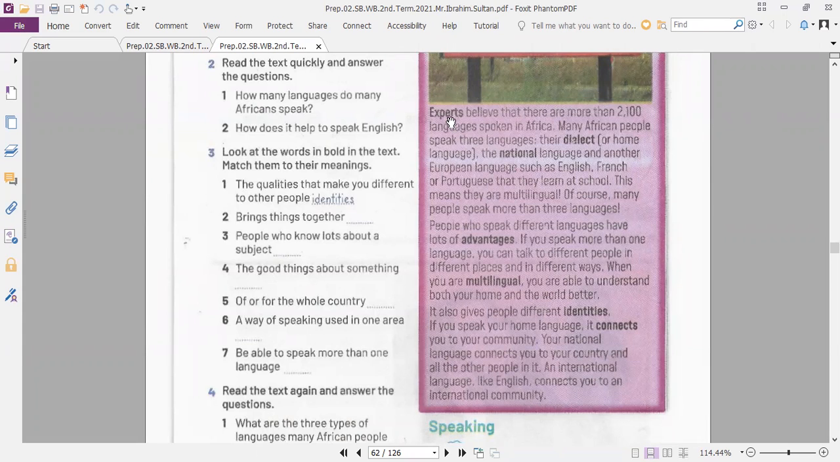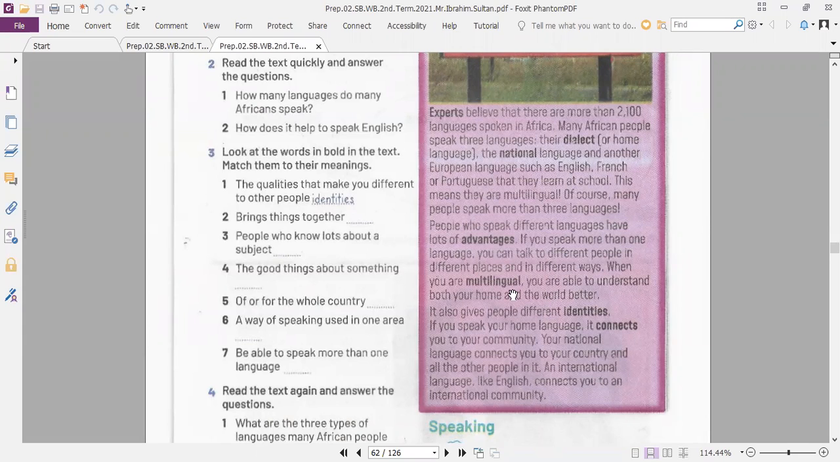What I mean by expert is someone who has a lot of skill and knowledge in something. What I mean by the word national is for the whole country. What do I mean by dialect? Dialect is a form of language that people speak in a particular part of the country. Advantage means something good, about a situation that helps you.